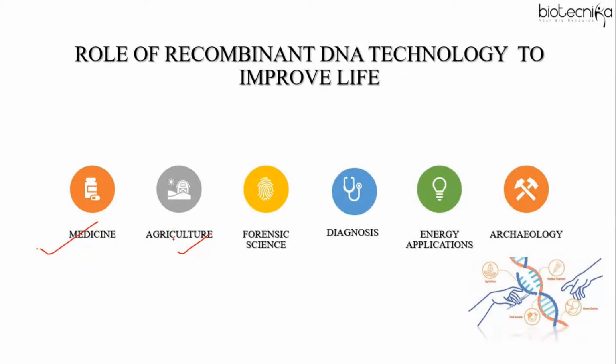We can develop genetically modified plants which can be resistant to harmful agents, enhanced product yield, right? Adaptability, they can show adaptability for better survival. Then we can also use them in forensic science, energy applications, archaeology as well, right? So a lot of applications are there.